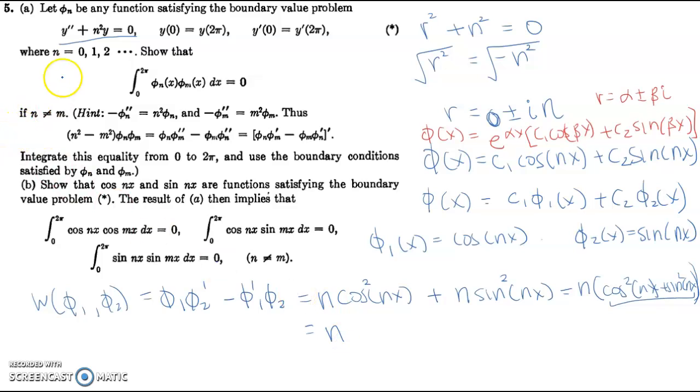And n is given as 0, 1, 2, and so on. So we're looking at two cases here. If n is 0, then this would be linearly dependent. But if n is not equal to 0, then we're looking at a linearly independent solution set. Okay, so the next thing that we're going to do is actually utilize the hint given and see if we can go from there.